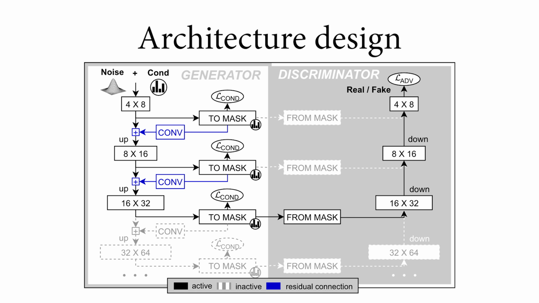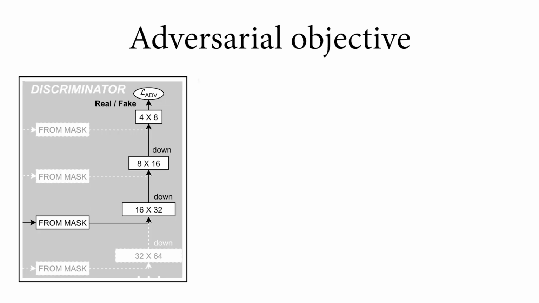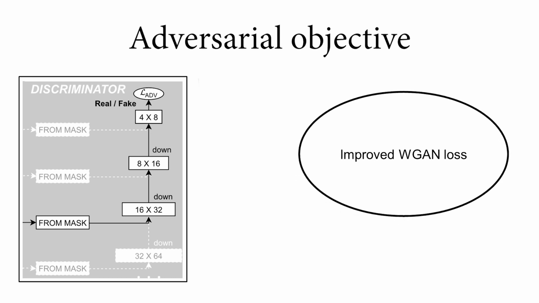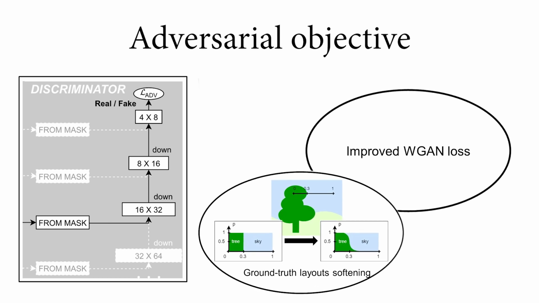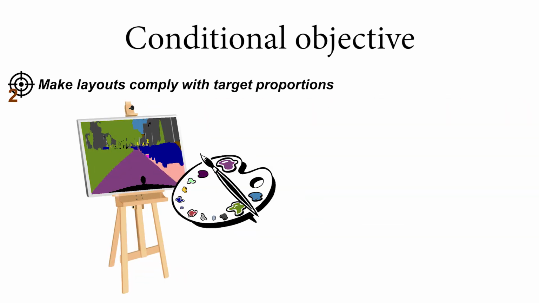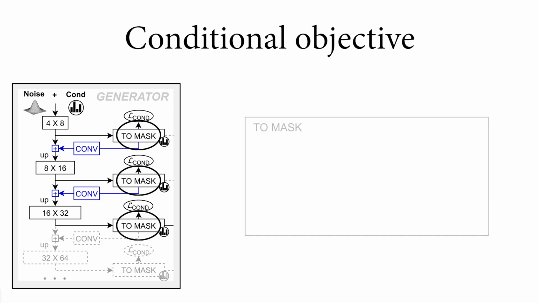Next, we present the objectives we use to train the model. First comes the adversarial objective, to create realistic layouts. This is the job of the layout discriminator, which plays a minimax game with the generator to encourage plausible semantic arrangements. It is trained with the improved WGAN loss, using soft ground-truth layouts instead of discrete ones to ease the job of the layout generator. Then comes the conditional objective, to make layouts comply with the target proportions. This is carried out within the to-mask operations.